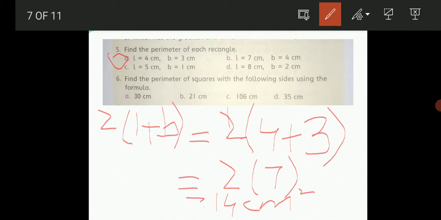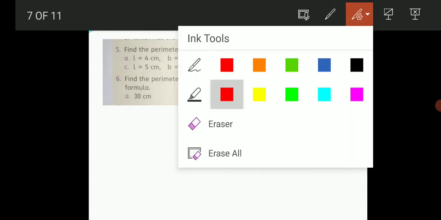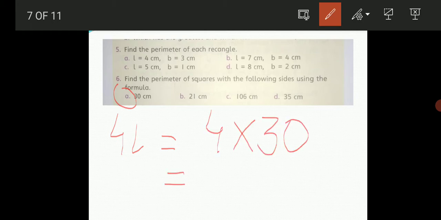Now question number 6: find the perimeter of a square with the following sides using the formula. The formula for the perimeter of a square is 4L. All the four dimensional sides we add. Let's say part A, that is 30 centimeter. We simply multiply 4 with 30. So your answer will be 120 centimeter. Alright, students.